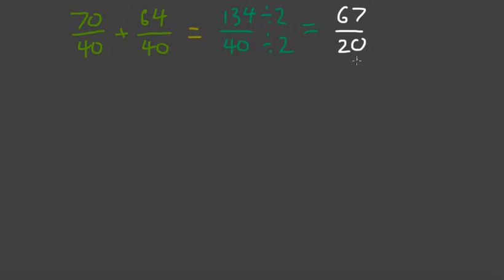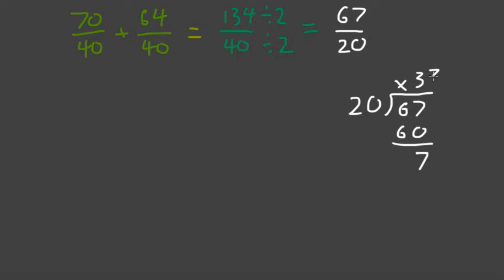And what is 67 divided by 2? Well, you could do it like this. How many times does 20 go into 6? It doesn't. How many times does 20 go into 60? It goes into 3 times. So then you have 60 here, and now you have a remainder of 7. So it's 3 with a remainder of 7, or 3 and 7 over 20.